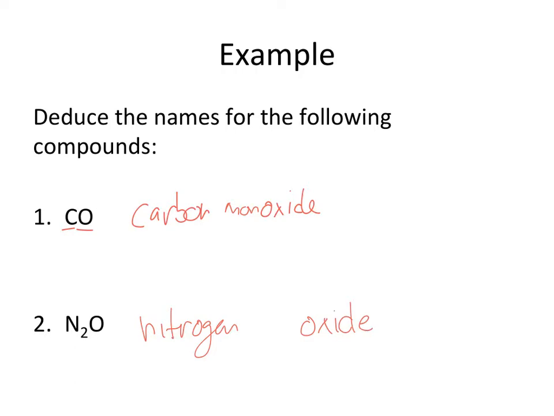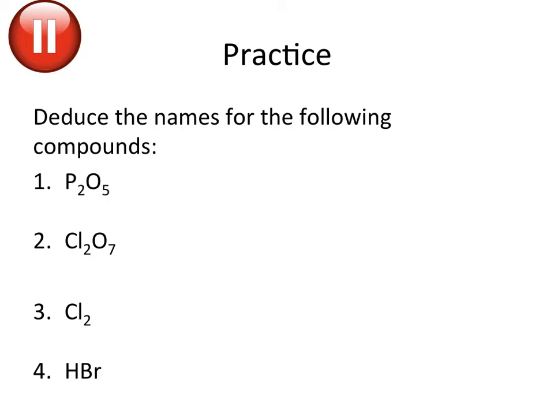Now we see that we have 2 nitrogens and 1 oxygen. Again, because there's no subscript, that subscript is 1. So the 2 from the nitrogen is going to be di, so we say dinitrogen, and there's only 1 oxygen, so we say monoxide. So go ahead and pause this video and try to come up with the names of these following compounds. When you're done, unpause and the answers will be there.